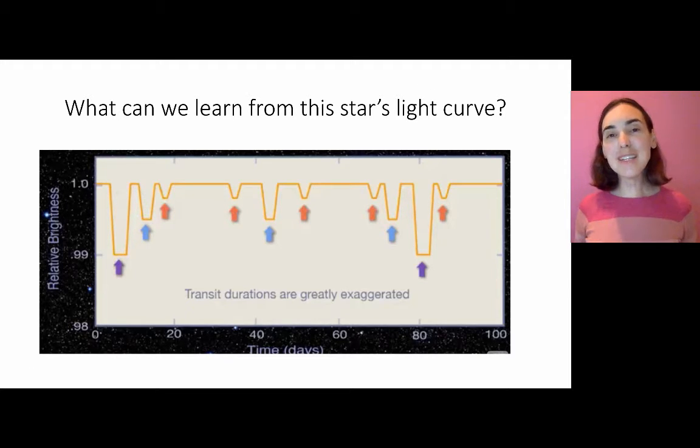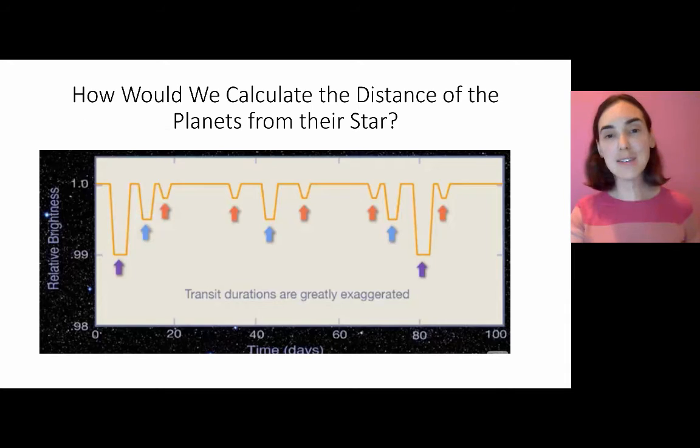So could we tell other things? Well, we can tell the period of each of these planets' orbits. We could tell that the purple guy has the longest period, and therefore by Kepler's 3rd law, we can infer that it's farther away from the star than the other 2 planets that are orbiting it. How much farther away? We can actually calculate that if we know the mass of the star.